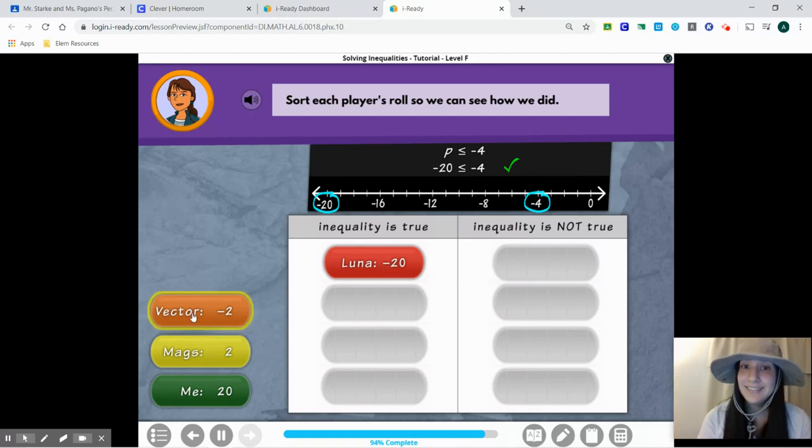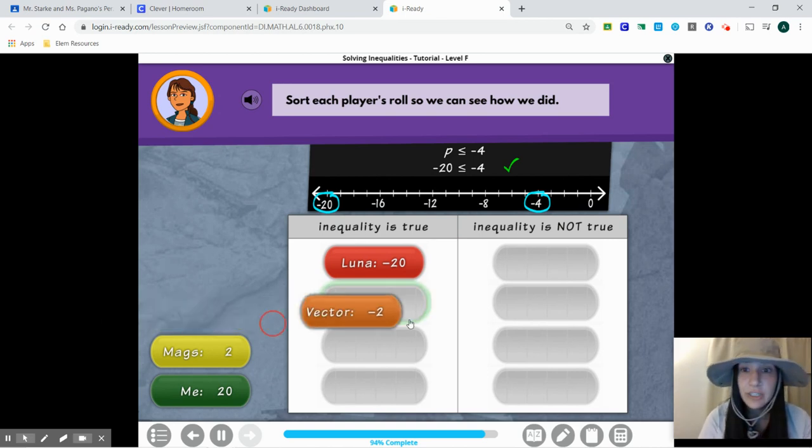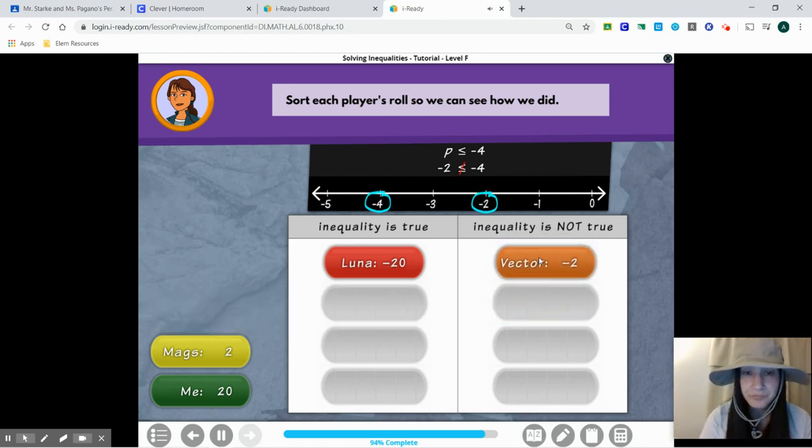Negative 2 is not less than negative 4. Negative 2 is bigger than negative 4. If you think about it, negative 2 would be over here on our number line. So Vector is not true. There we go, negative 4 and negative 2.